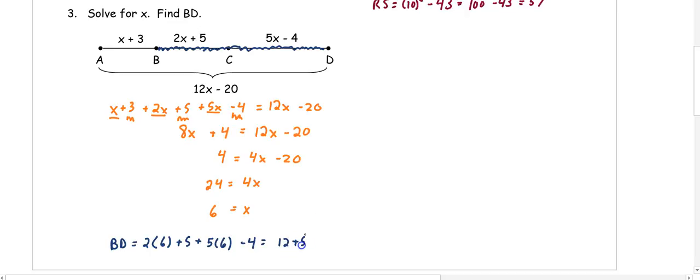Which is 12 plus 5 plus 30 minus 4, which gets us a total length of 43.